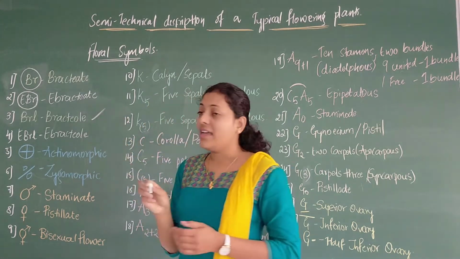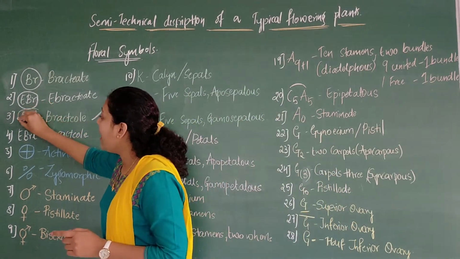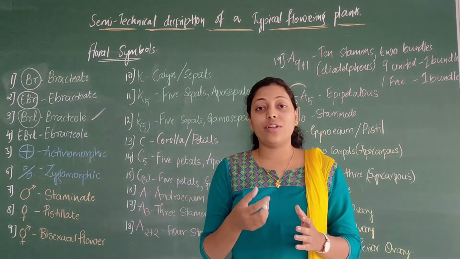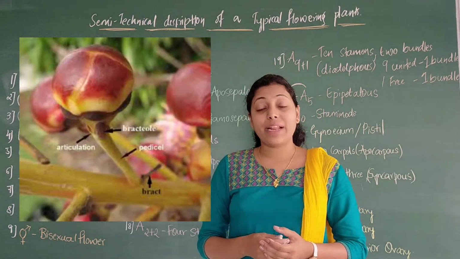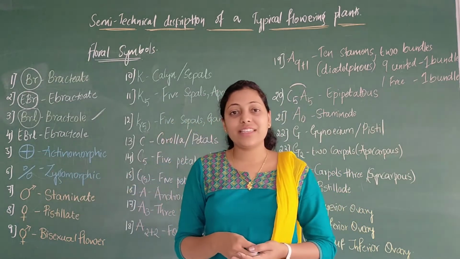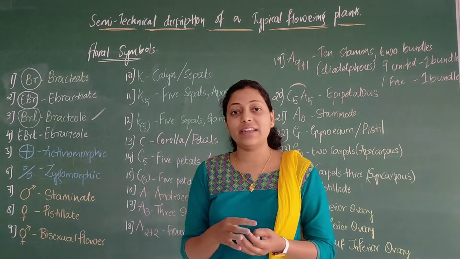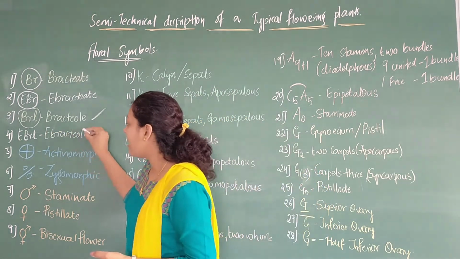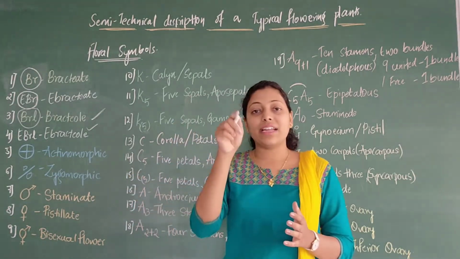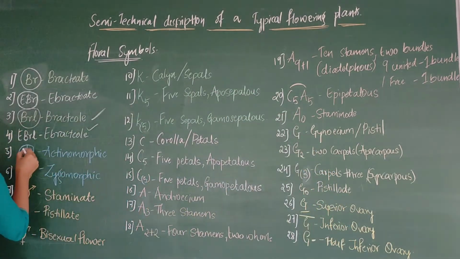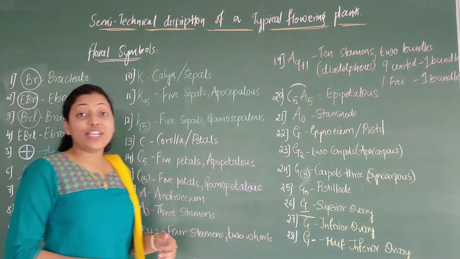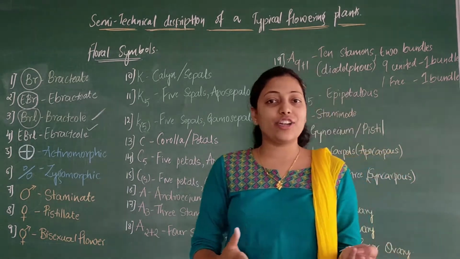Then coming to BRL. BRL means that it is bracteolate. A petiole or a peduncle consisting of a bract or bracteate is called bracteolate. Then ebracteolate is the absence of this, that is called ebracteolate. The next one, the fifth, is a plus mark inside a circle. This plus mark inside a circle resembles actinomorphic. You all know what actinomorphic is.